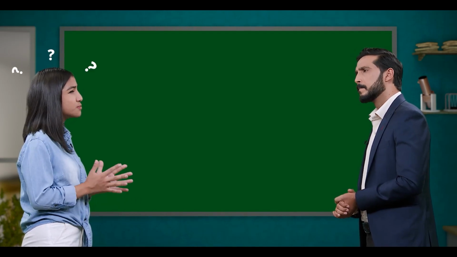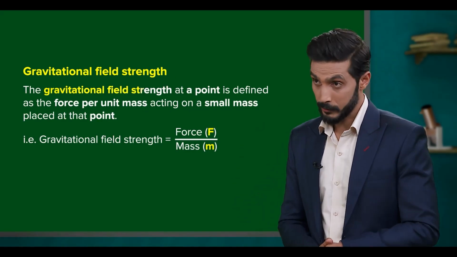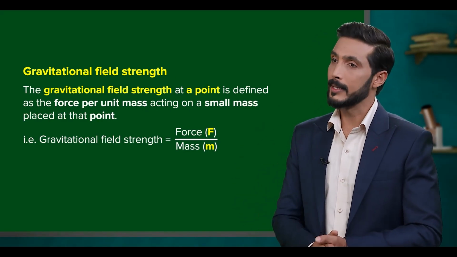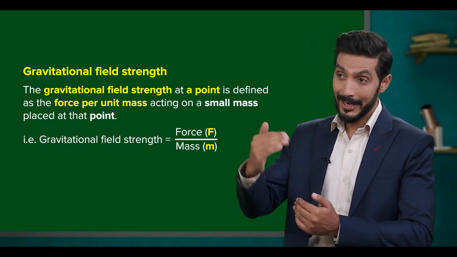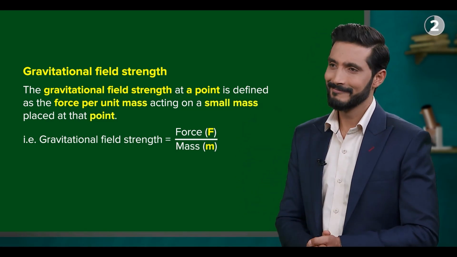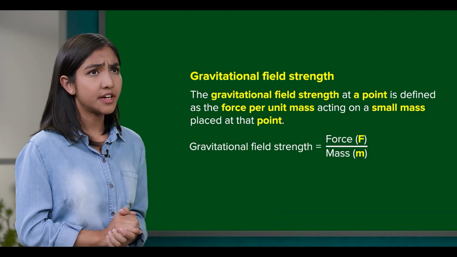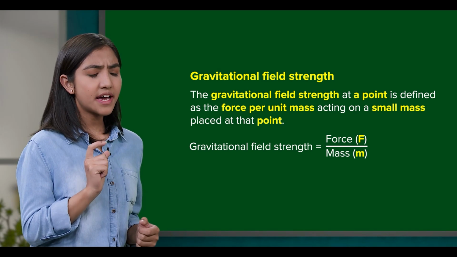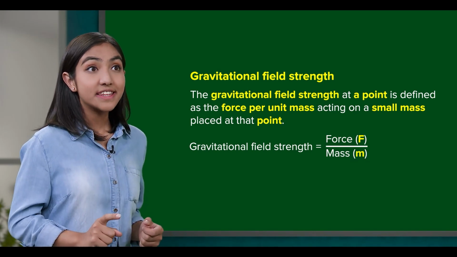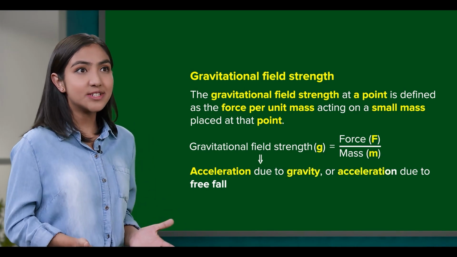But is there a way to measure this field? Absolutely, there is. We measure it with a quantity called the gravitational field strength. The gravitational field strength at a point is defined as the force per unit mass acting on a small mass placed at that point. That looks familiar. F divided by m. Wait a minute, that's g, right? Acceleration due to gravity or acceleration of free fall.